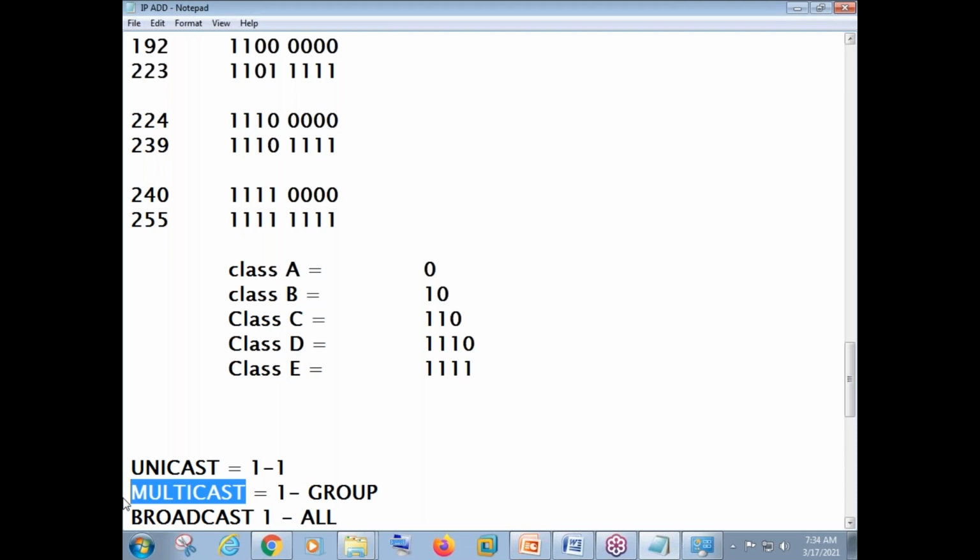So multicast messages are used over the internet also, where you're sending some message to a particular group of people. Then again we use these multicast addresses. These addresses we cannot use on a machine. These are default addresses used by some protocols. So that is what multicast means, one to a group. Unicast means one to one, multicast means one to a group, and broadcast means one to all.